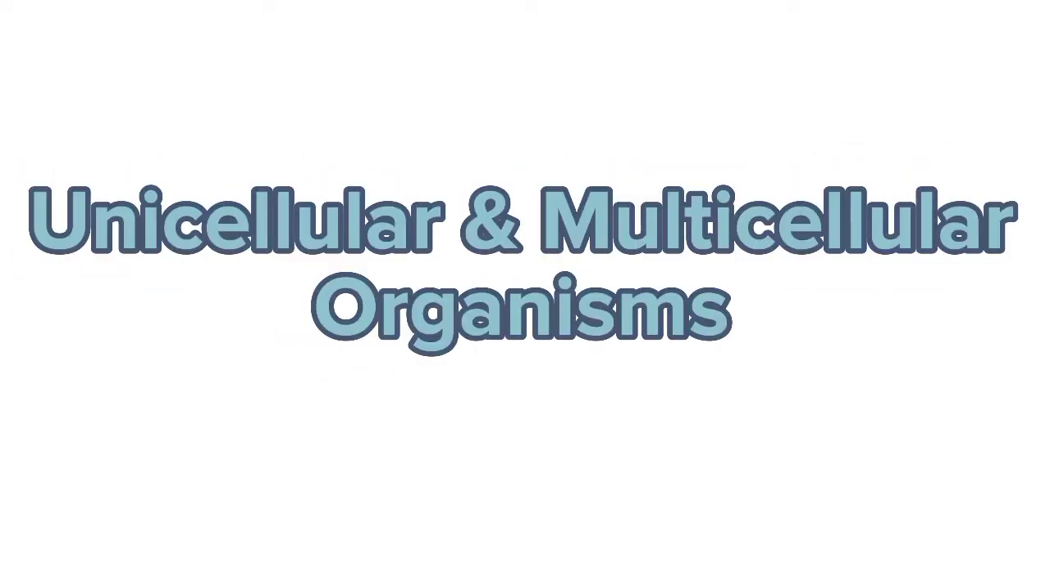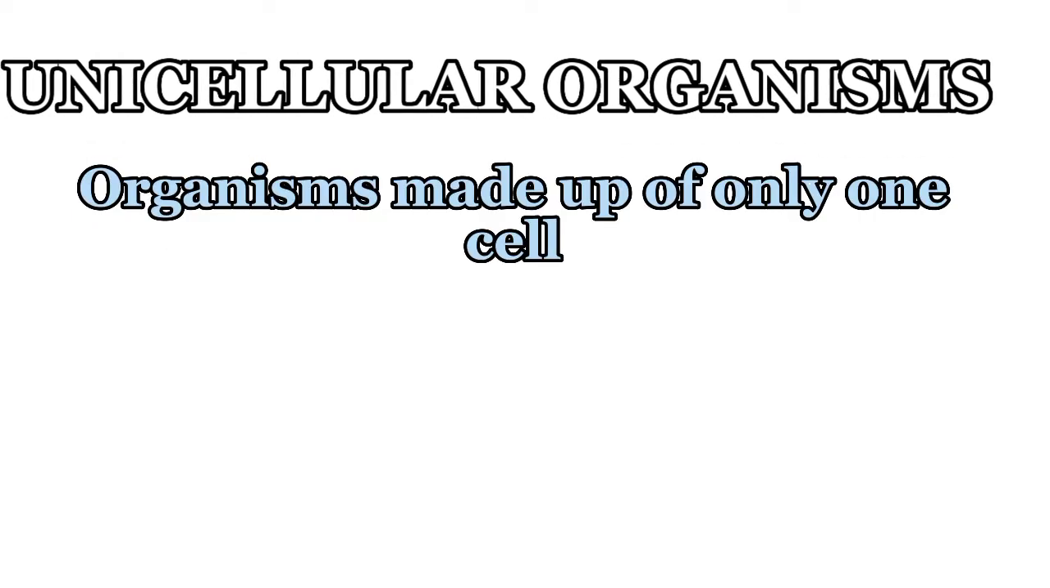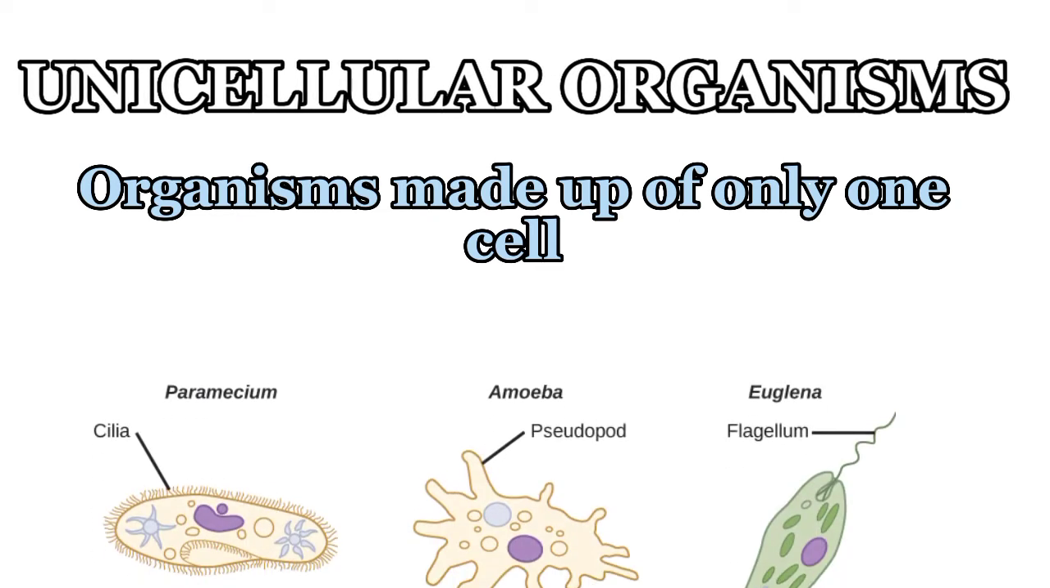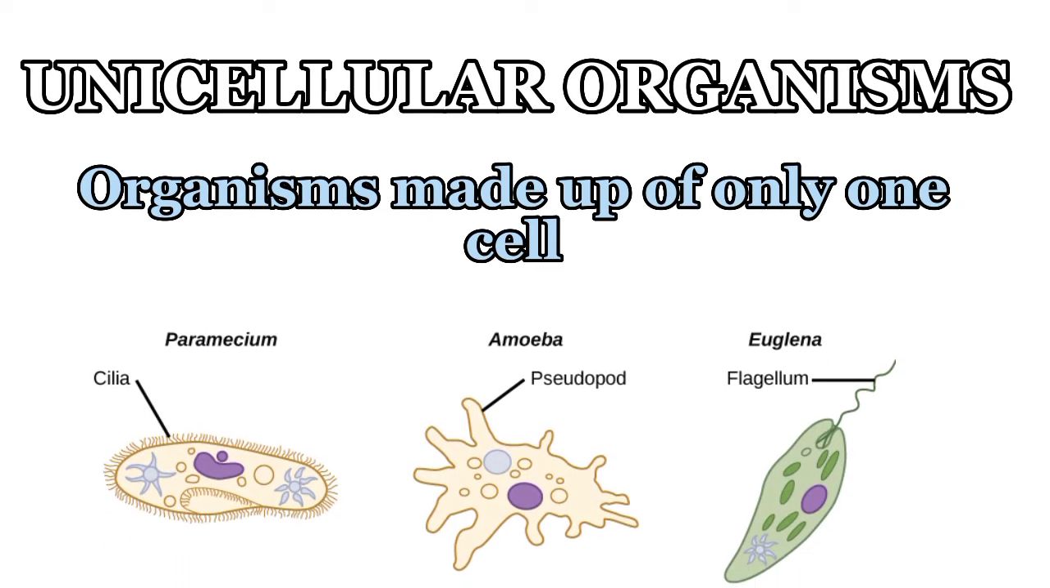Concept about unicellular and multicellular organisms. In this video, you learn about unicellular and multicellular organisms. Unicellular organisms are made up of only one cell. For example, Paramecium, Amoeba, and Euglena. They perform all metabolic activities within a single cell. They perform their biological metabolic activities only in a single cell.